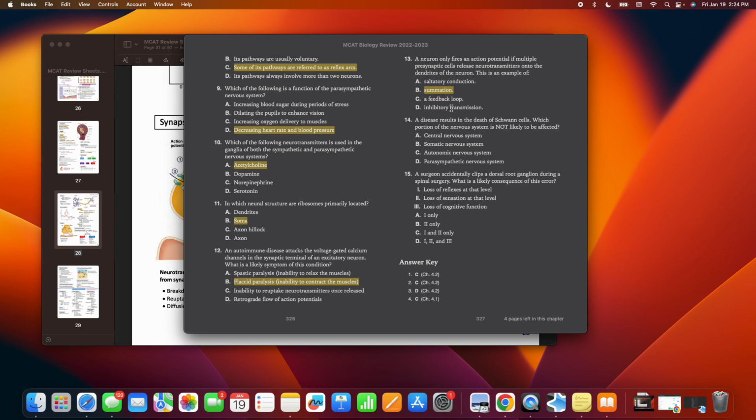A disease results in the death of Schwann cells. Schwann cells are in the PNS, right? So these are myelin. They create myelin sheaths around the neurons in the PNS. Which portion of the nervous system is not likely to be affected? Central nervous system, because that's for the PNS, right? Somatic, autonomic, parasympathetic, they're all in the PNS.